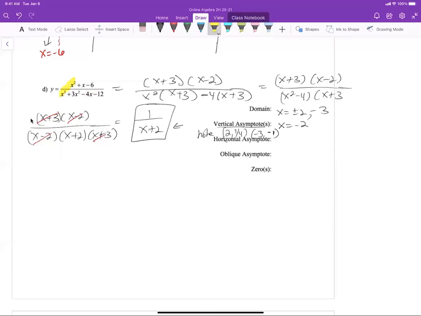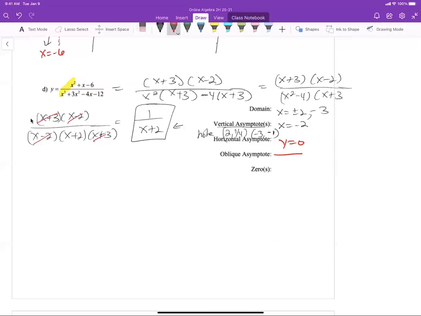I have x squared in the top, x cubed in the bottom, x squared cancels, I'm left with x in the bottom, and essentially that simplifies to 1 over x, and as x gets very, very large, what happens? Y goes to 0. Oblique asymptotes, if I have a horizontal asymptote, I don't have an oblique.